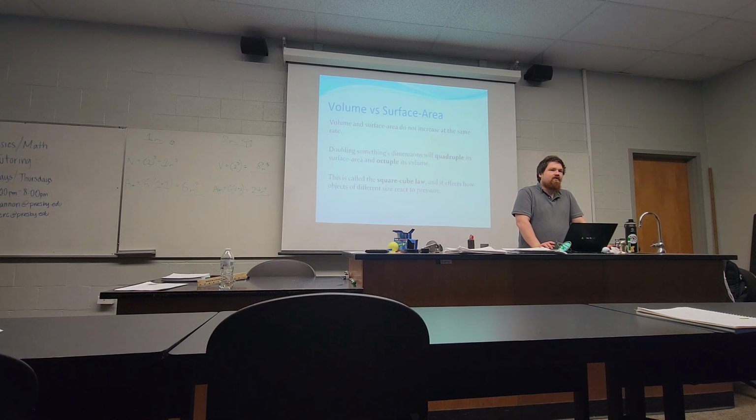The relationship between these two things is called the square cube law. Basically, as you double something's dimensions, surface area will quadruple, but volume will octuple. And this is ultimately the reason why Godzilla can't exist. Because if you take a dinosaur and multiply its dimensions by 100, its volume, therefore its mass, would increase by a factor of 10,000 for just being 100 times bigger. That makes it 10,000 times heavier, and then it's too heavy to survive.